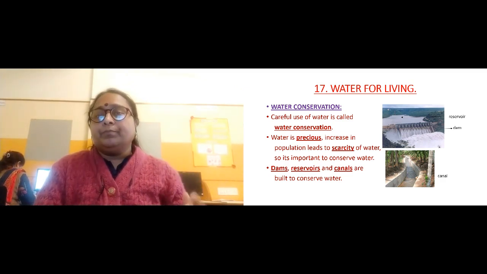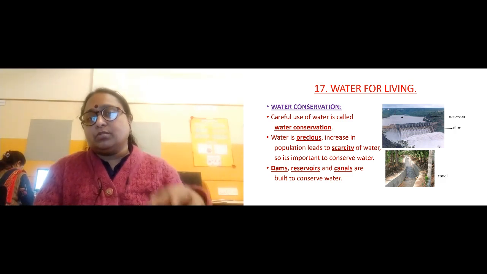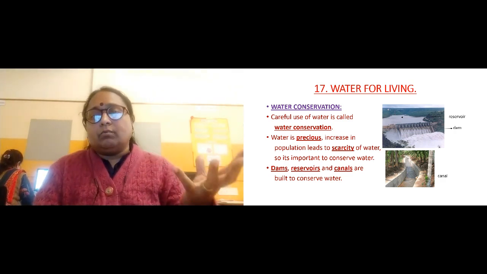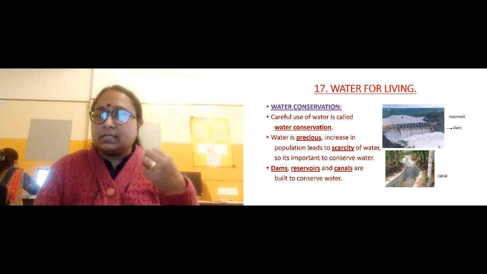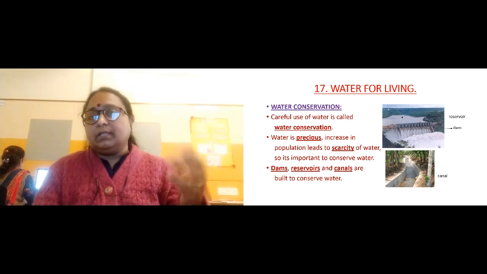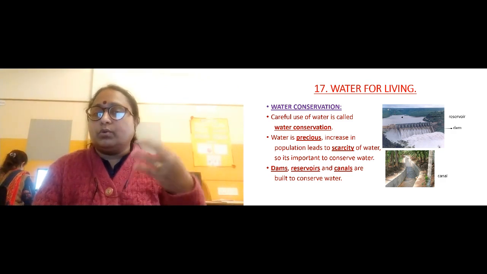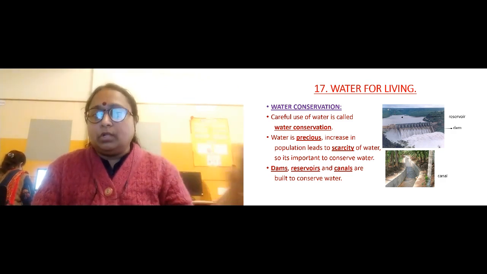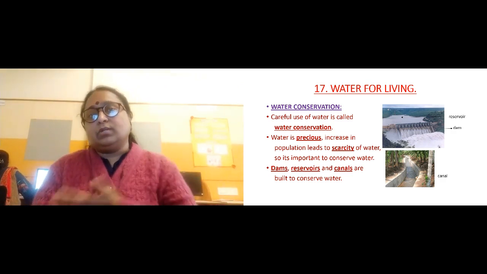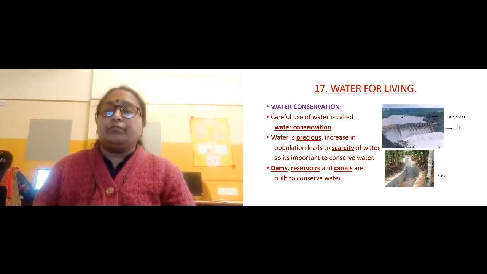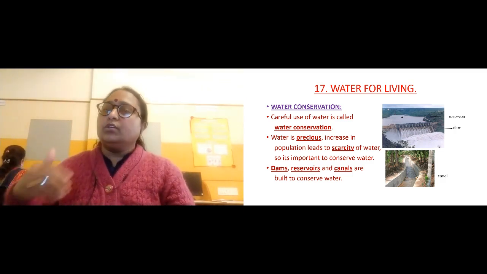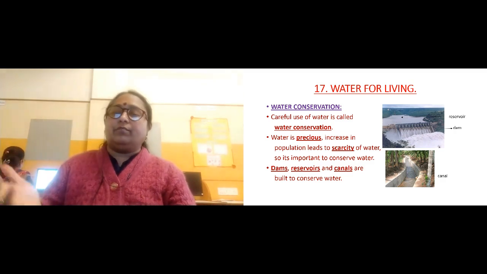So water is very precious. Because of the increase in population, we find that water is becoming scarce. So many people need water. So slowly they start using up all the water, and if you also waste water, then it will lead to the scarcity of water. So you have to conserve the water and keep it, so throughout the year you will have enough water for everyone.